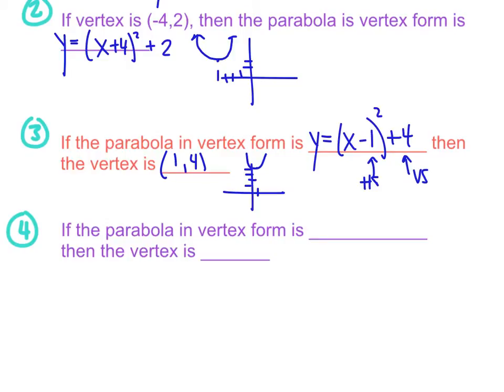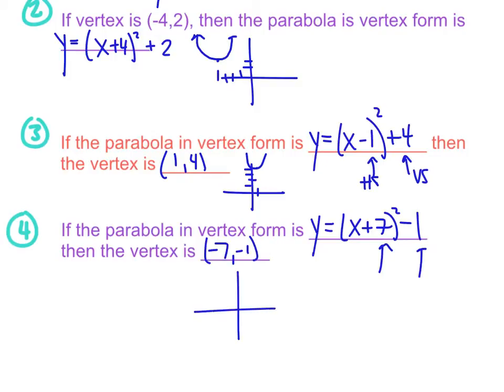Number 4, if the parabola in vertex form is y equals (x plus 7) squared minus 1, then the vertex is, horizontal would be negative 7, and vertical negative 1. So again, I would just go left 7, down 1, and make my parabola there.